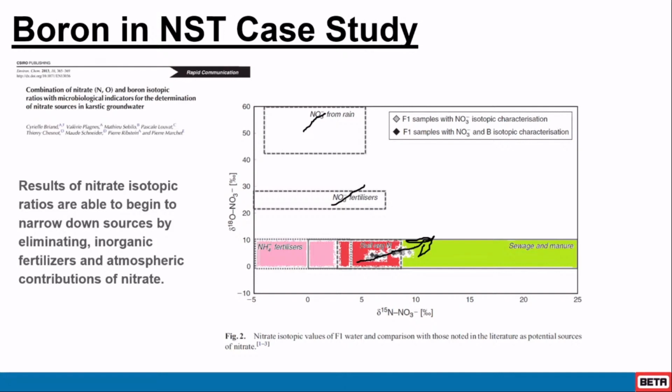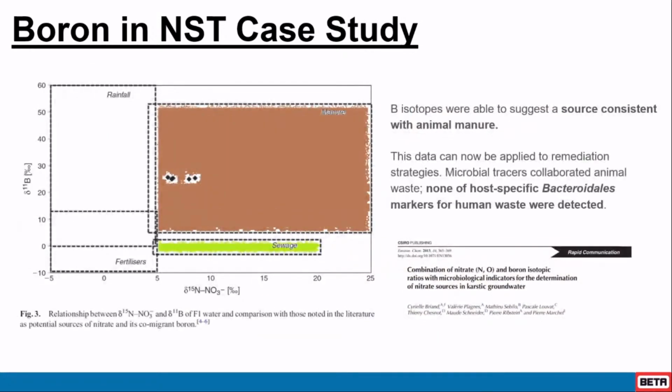we can refine it. So now with the addition of the boron isotope, we're able to further refine these boxes and show that indeed the agricultural practices in the area are the leading reason for these increases in nitrate pollution concentrations in this area. And now informed practices and decisions can be made to improve this water quality. Another point to bring up is that there were no markers for human waste with the bacterial source tracking, so that gives more confidence in our proxies.